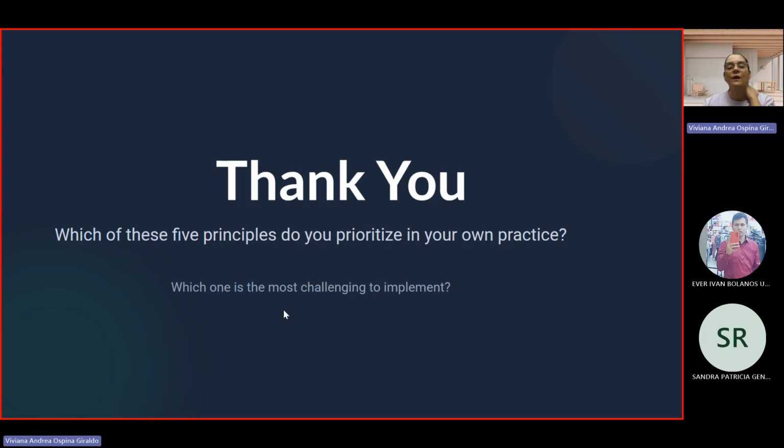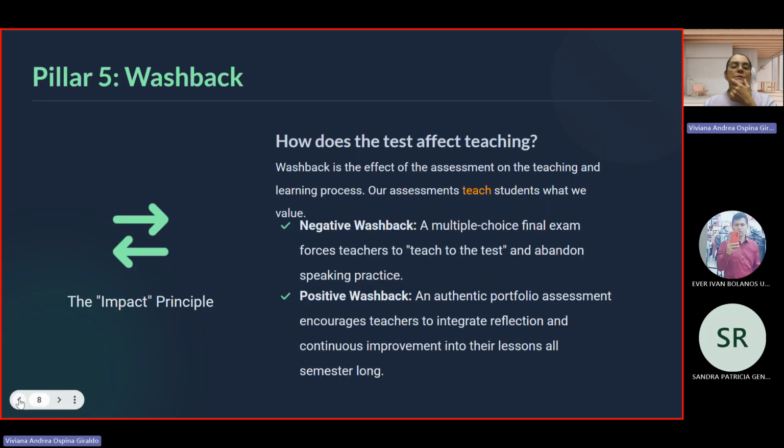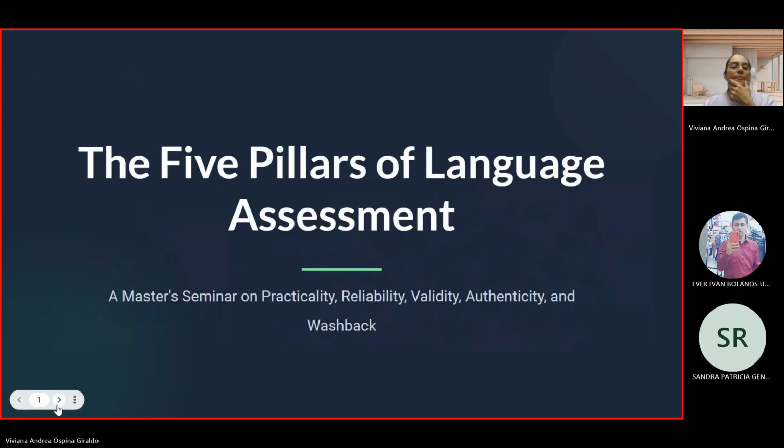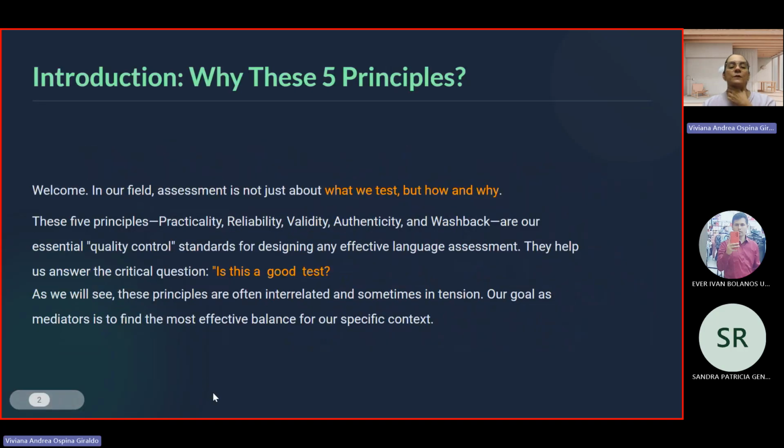We have, which one of these is most challenging to implement? What do you think? Having these 5 principles? I want to go back to the principles. We only have 5 minutes for the meeting to be over, I'm sorry.